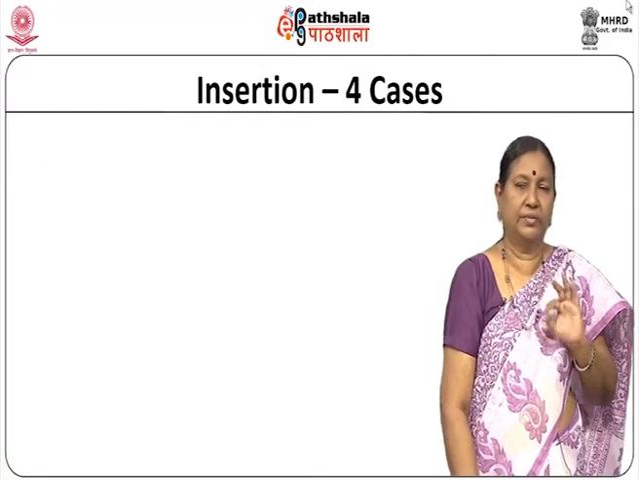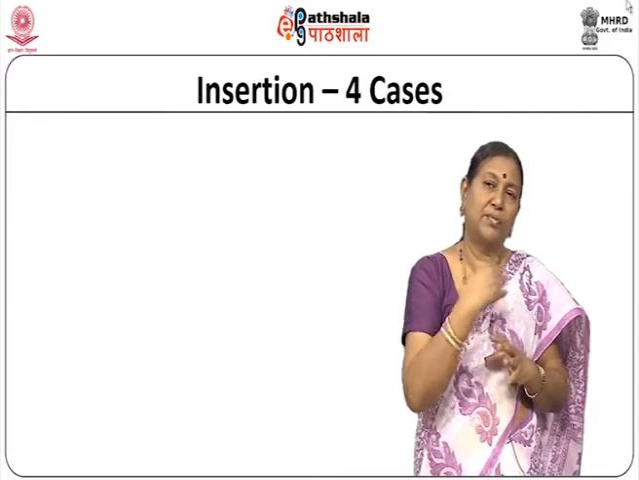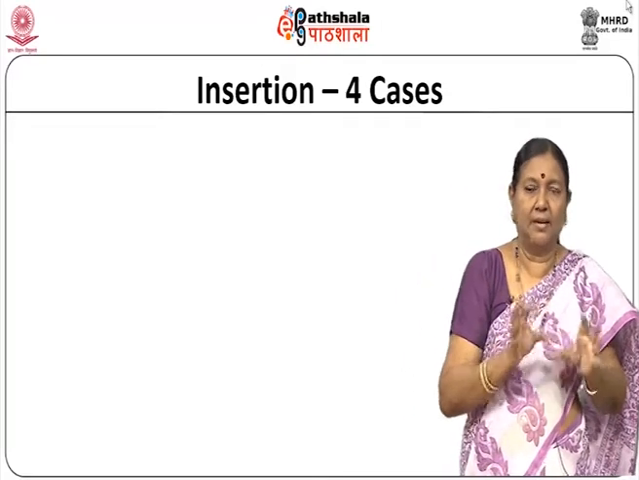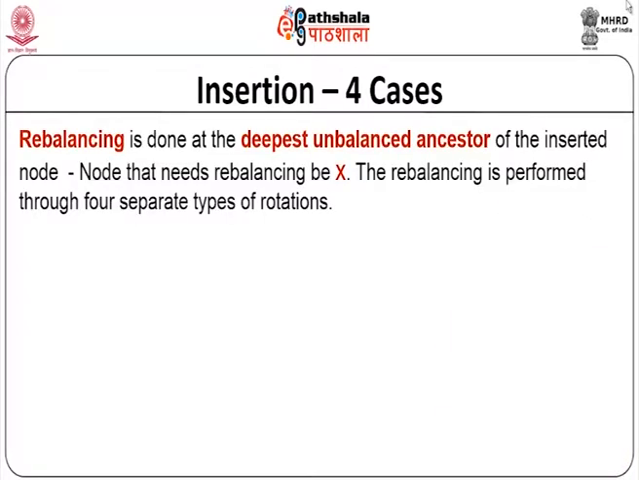Now, there are 4 cases of insertion, which means 4 types of rotations: 2 singles and 2 doubles. Rebalancing is done at the deepest unbalanced ancestor of the inserted node. The inserted node itself may not have an imbalance, but it will cause an imbalance in one of its ancestors. We want to find the deepest, that is the lowest level, ancestor that needs rebalancing, and let us call that node x. The rebalancing is performed through 4 separate types of rotations, which we already saw in the last module. We are applying it here, that is all.